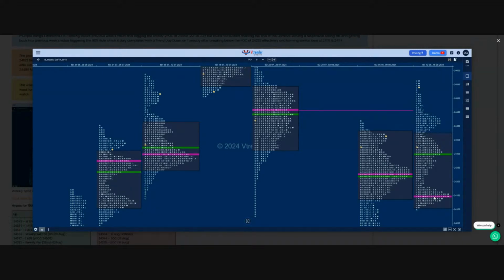Where is it confirmed? So you can see the POC was right in the lower part of the profile, which was at 24150, and then we have an HVN at 24300, and we had another HVN at 24421, which was the POC of Monday, which we were not able to take out in multiple attempts till the afternoon, when we saw that neutral extreme profile shaping up.